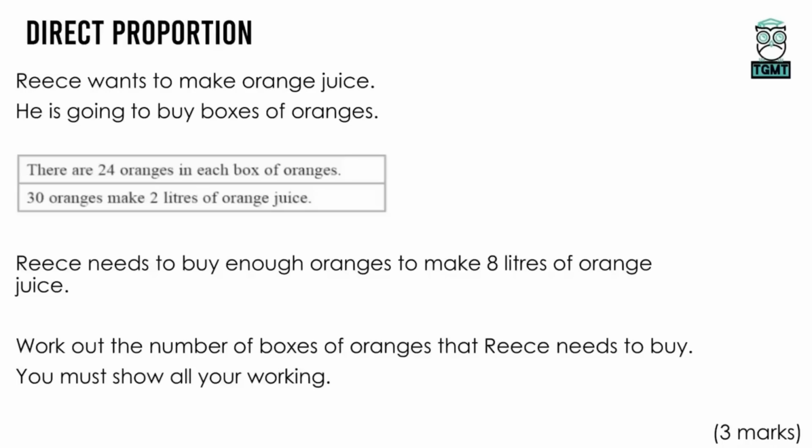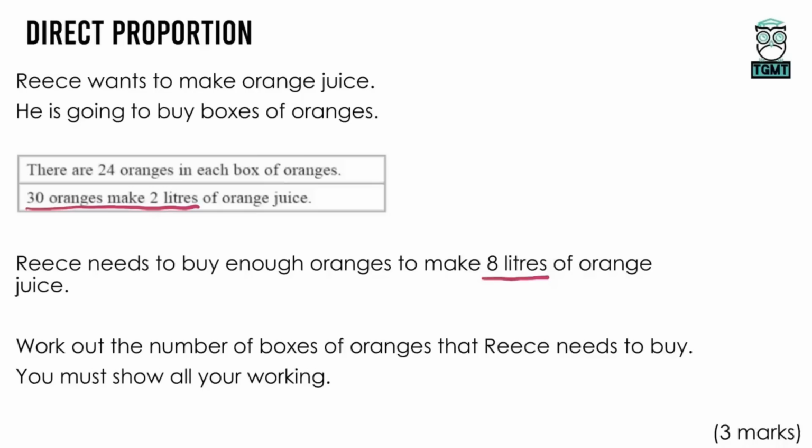Now this next question is some direct proportion. It says Reese wants to make some orange juice and he's going to buy boxes of oranges. There are 24 oranges in each box and 30 oranges make 2 litres of orange juice. Reese needs to buy enough oranges to make 8 litres of orange juice. Work out the number of boxes of oranges that Reese needs to buy. Now if he needs to make 8 litres and 30 oranges will make 2 litres, well, how many of those 30 oranges are we going to need to buy 8 litres?